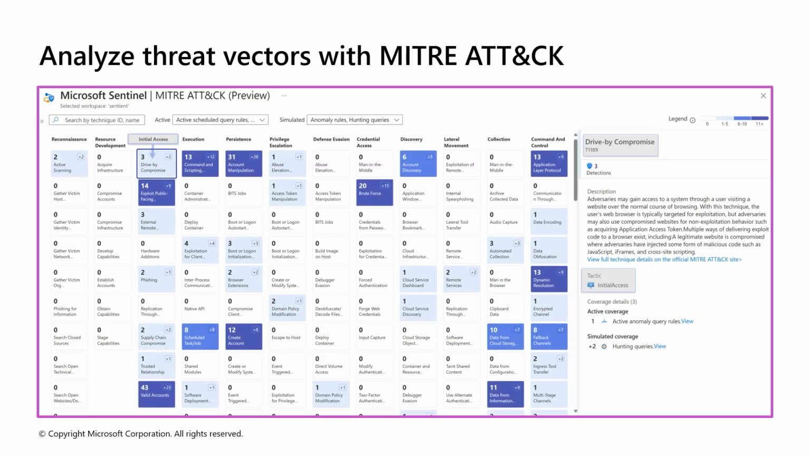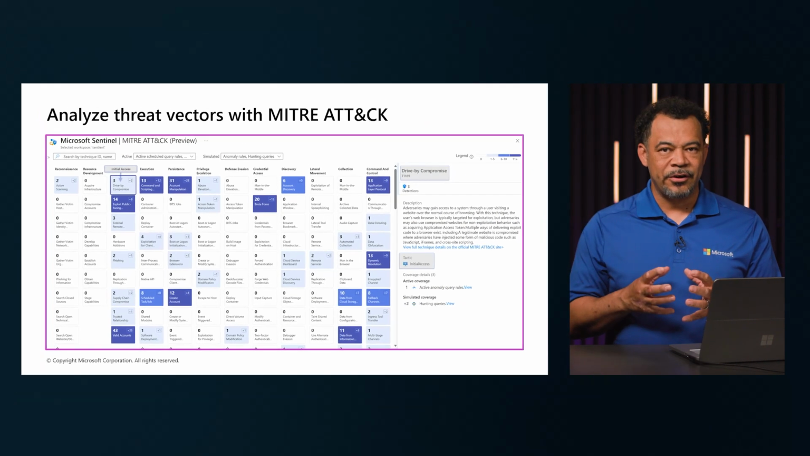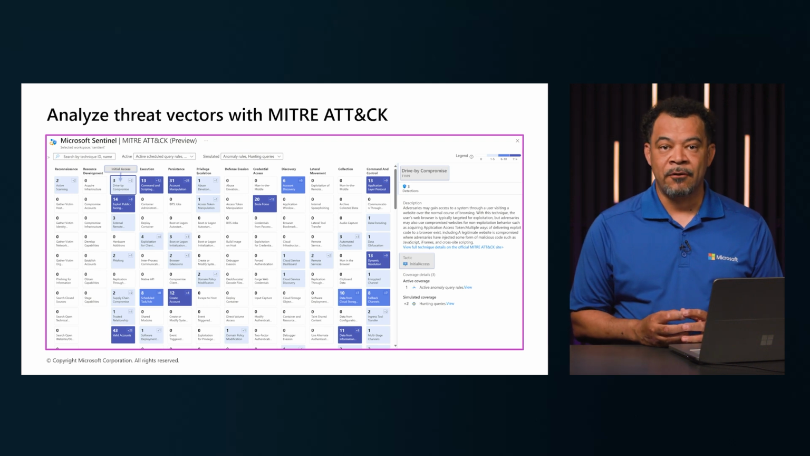The MITRE ATT&CK page in Microsoft Sentinel provides a visual, interactive matrix that maps your detection coverage against the MITRE ATT&CK framework. It organizes adversary tactics and techniques into a structured layout, allowing you to see which techniques are covered by active analytics rules, anomaly detection, or some of your hunting queries. Each tile in the matrix represents a specific technique and is color-coded to indicate the type and level of coverage.